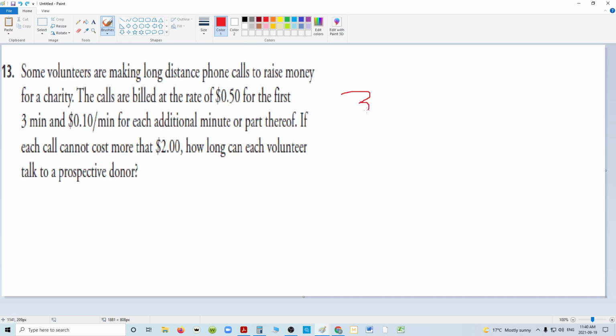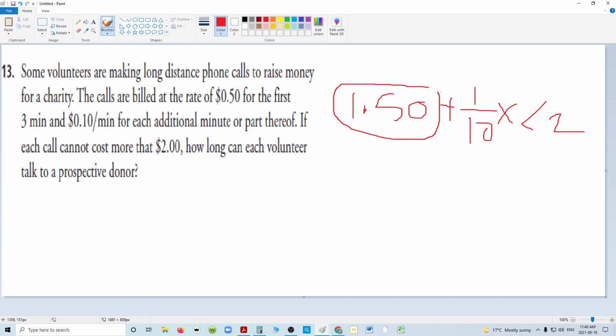So first 3 minutes at 50 cents is $1.50. So you can just do that first 3 minutes like that, and then you can just say plus 0.1x or 1/10 x must be smaller than 2. So all I'm saying is I'm assuming you're going to be on the call at least 3 minutes for $1.50, and then every 10 cents after you can either express it as 0.1x or 1/10 x.